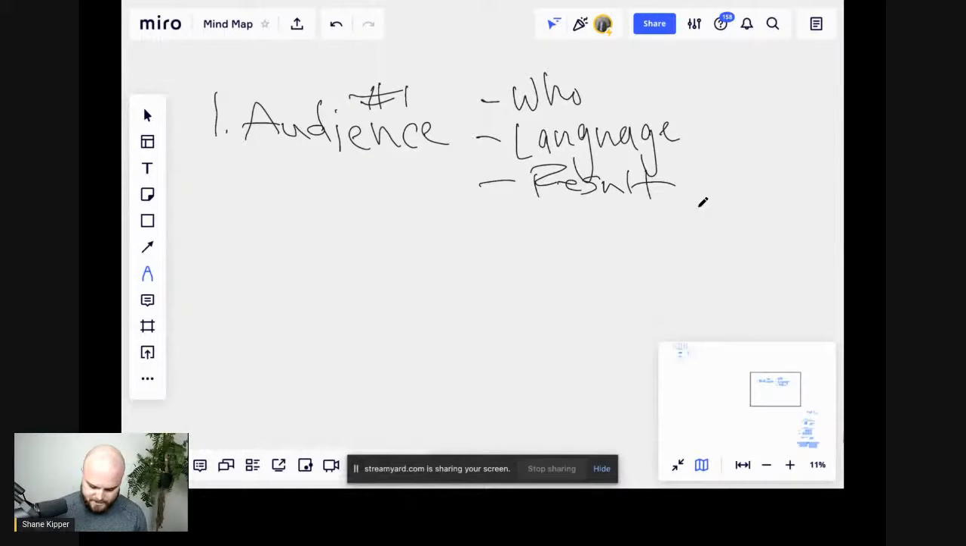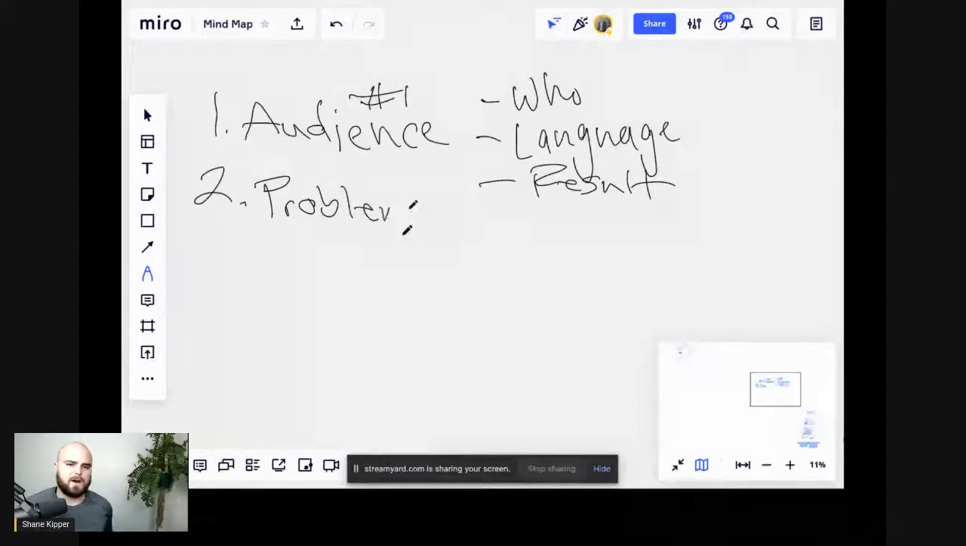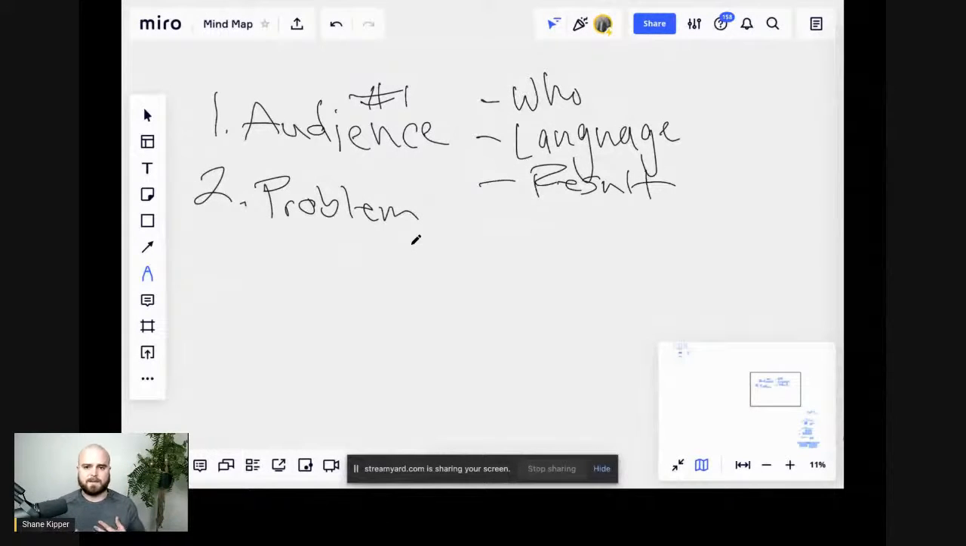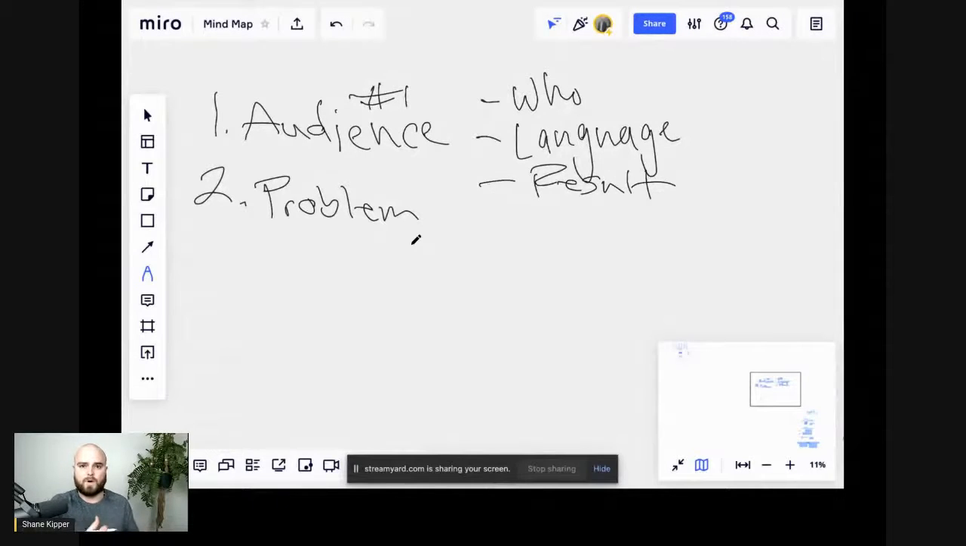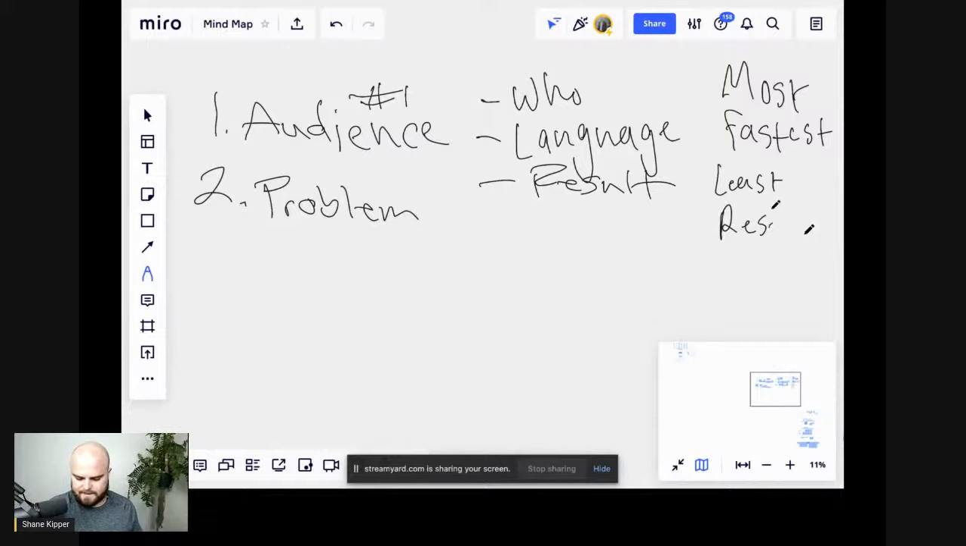So the result. Number 2 is the problem, the problem that person faces. When it comes to filtering, we've filtered the audience by specifying their demographic and identifying how they actually speak. And I'm talking about the people that you want to help the most, the fastest, and with the least resistance.